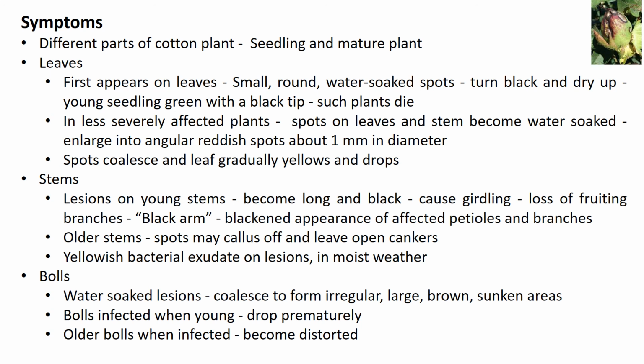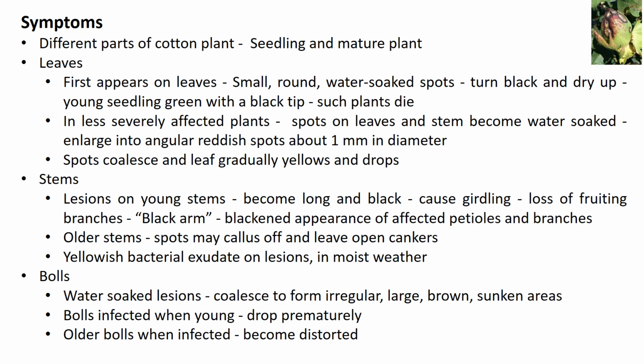In less severely affected plants, the spots on the leaves and stems become water-soaked. They will enlarge into angular reddish spots about 1 millimeter in diameter. All these spots coalesce and the leaf gradually yellows and drops.